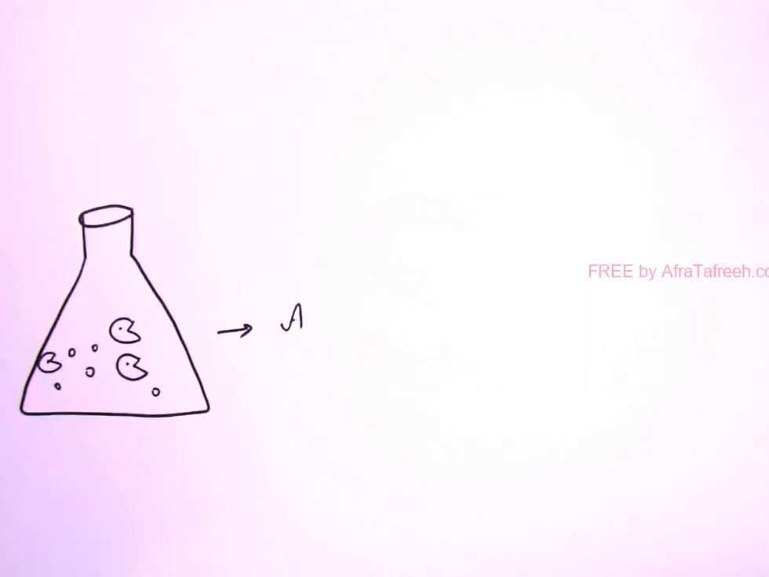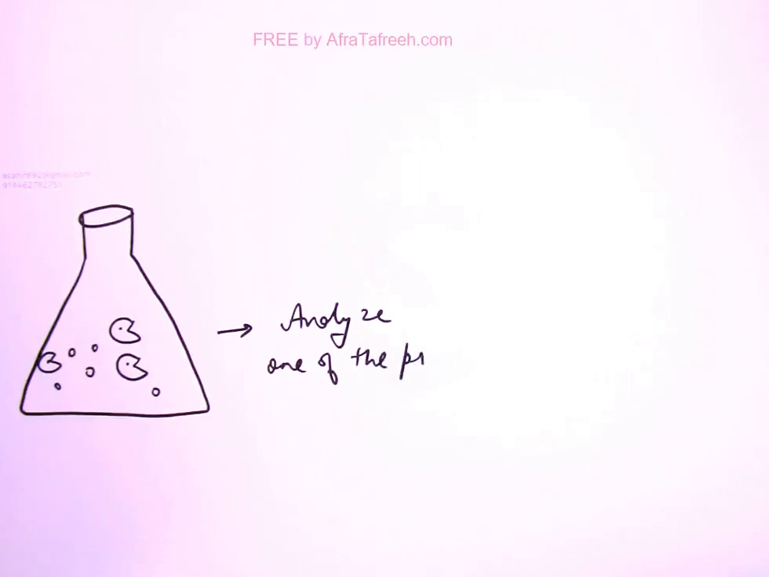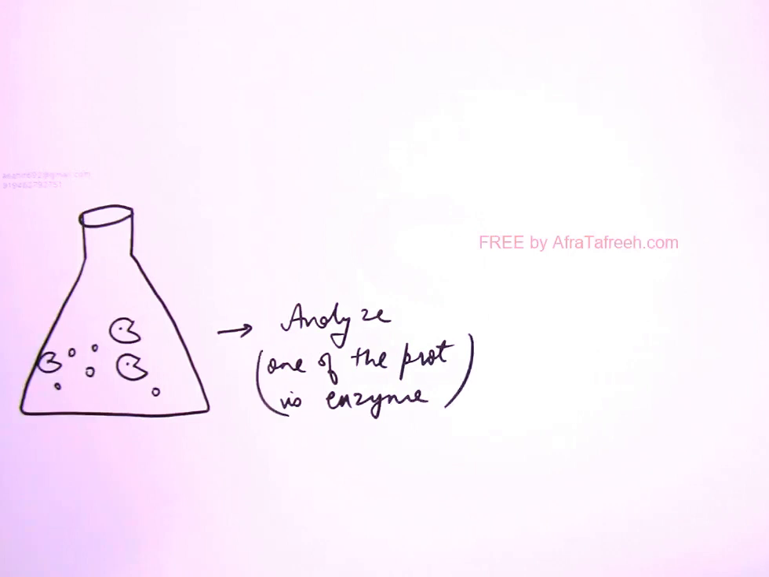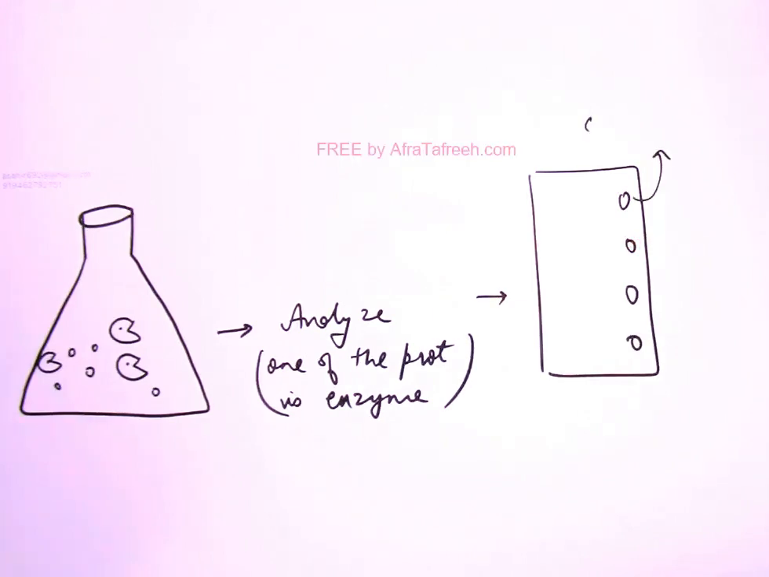Now third such kind of experiment. Now I am giving you a flask in which I am giving you a mixture of two proteins. So on analysis, you came to know that one of the proteins is an enzyme. So again, we will take a column. In the column, we will take coenzyme. Enzyme has affinity for coenzyme.